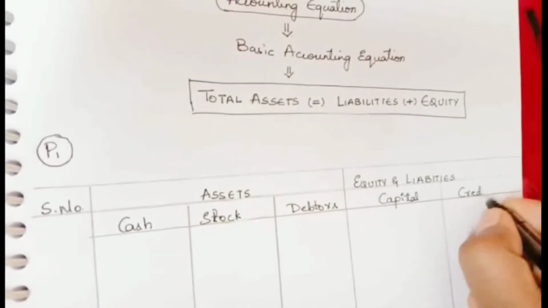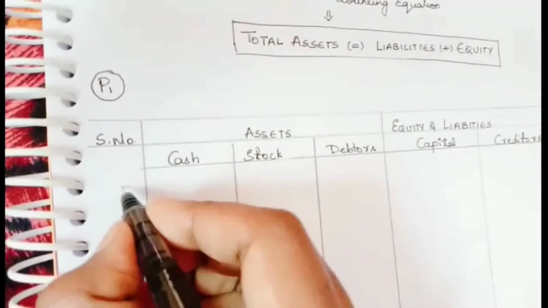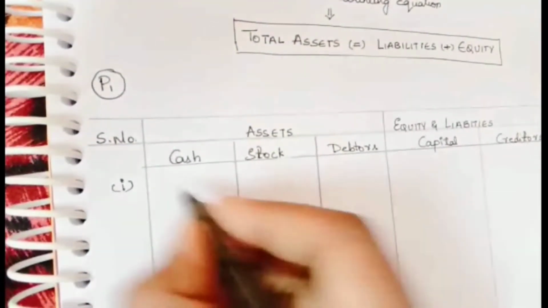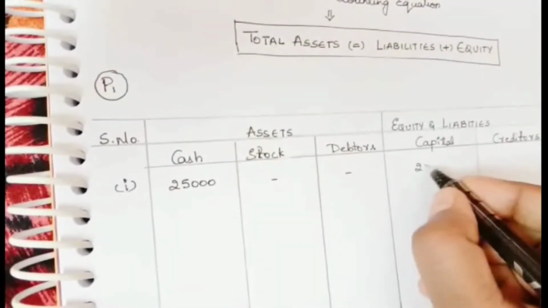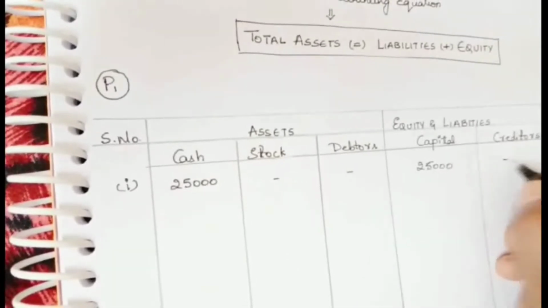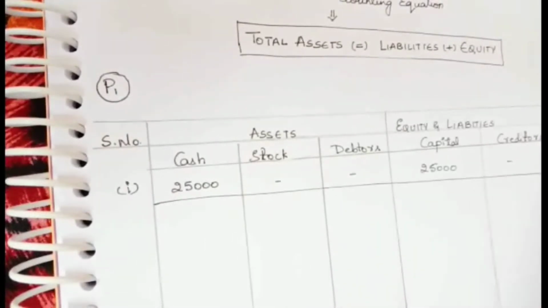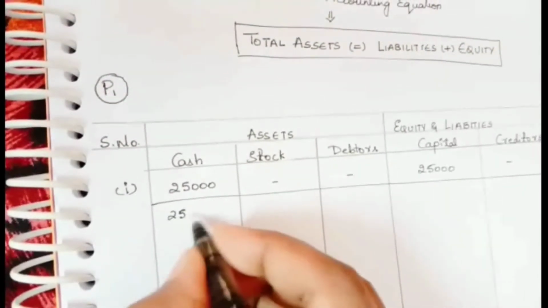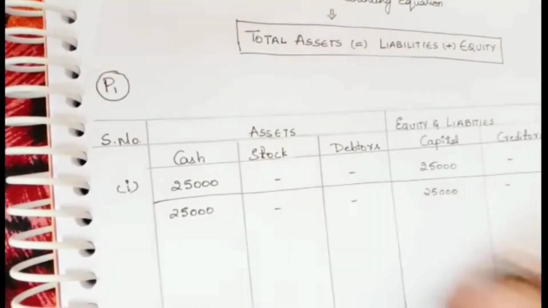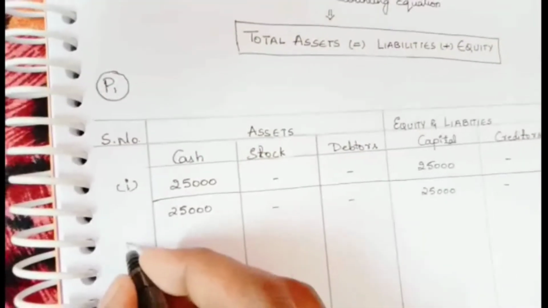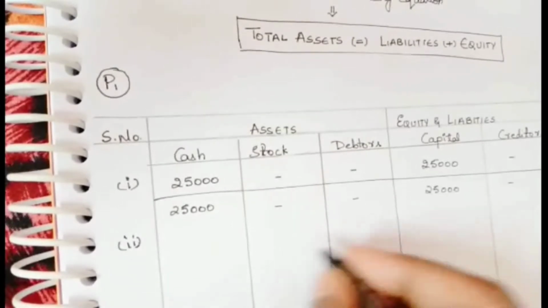So the first transaction: Ram started business with cash, that is rupees 25,000. So in the cash column it is 25,000. We add to the cash column, and in the capital column we add 25,000. So total the columns. Totaling is important after each and every transaction. So the total is 25,000 of cash and 25,000 of capital.